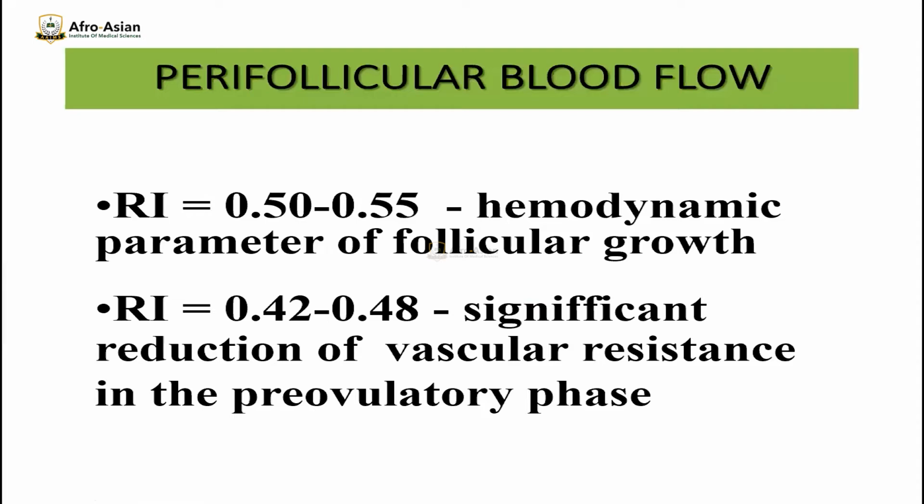For perifollicular blood flow, if the resistive index is 0.50 to 0.55, hemodynamic parameters of follicular growth are assessed. Then it's the RI, which is 0.42 to 0.48. There will be significant reduction of vascular resistance in the periovulatory phase.